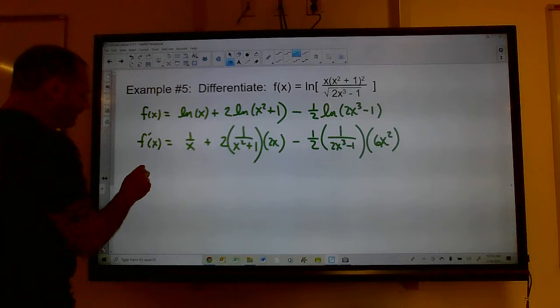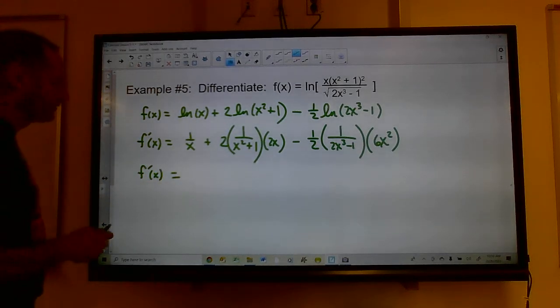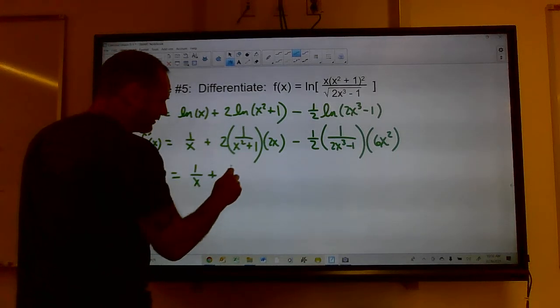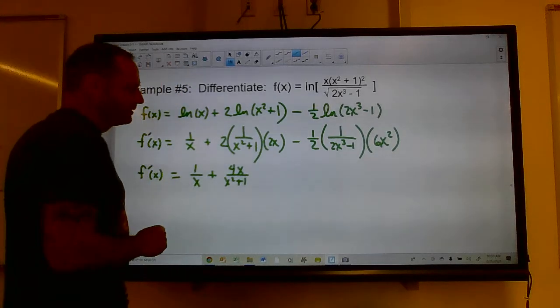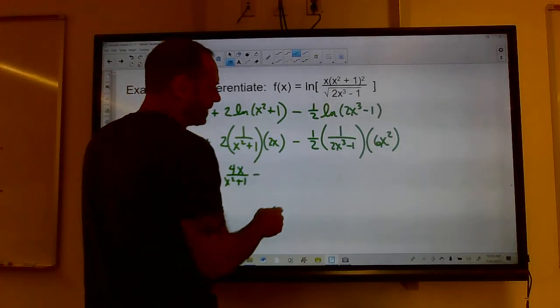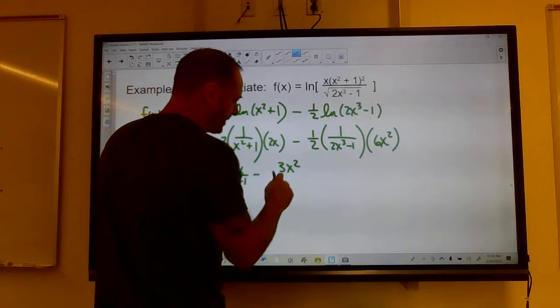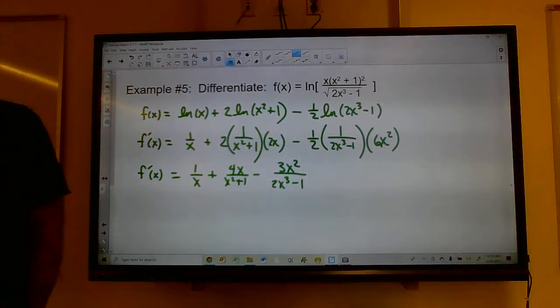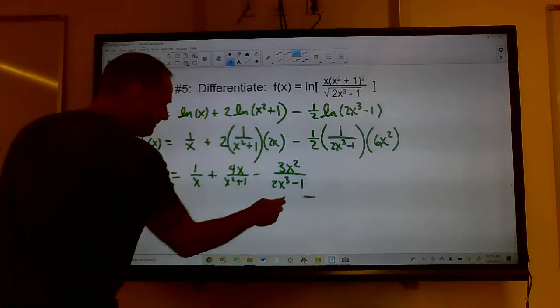And now it's just a matter of cleanup. That's the answer. We're just going to make it look pretty now. So this is going to be 1 over x. This is going to be plus 4x over x squared plus 1. Minus, the 2 is going to cancel the 6 and put a 3x squared on the top over 2x cubed minus 1 on the bottom. And there we have it.